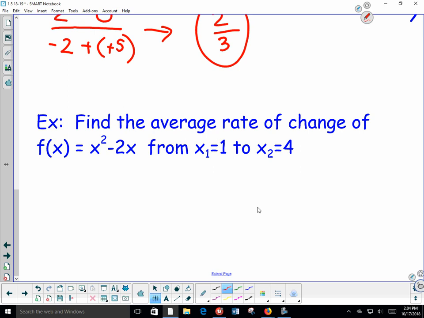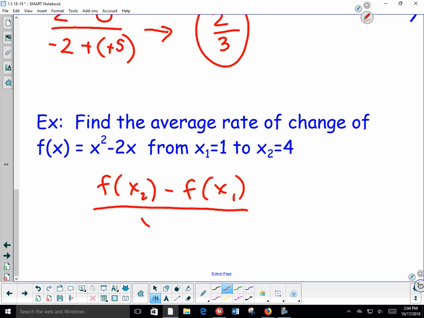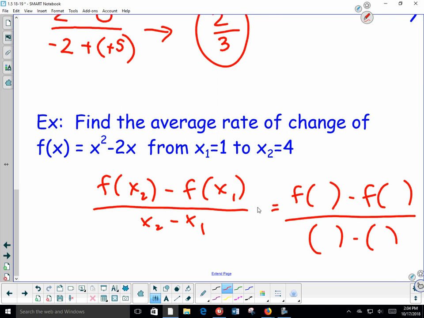We want to find the average rate of change for f of x equaling x squared minus 2x, and we're going to go from x1 is 1 to x2 is 4. So in this case, again, our formula is f of x2 minus f of x1 over x2 minus x1. And so we are plugging in f of what minus f of what over what minus what. Can you fill in those blanks for us, Patrick? F of 4 minus f of 1 over 4 minus 1.